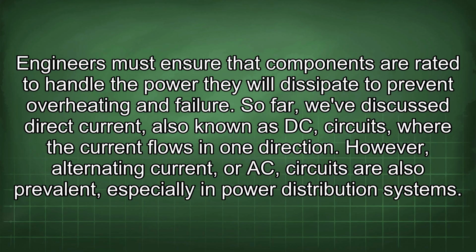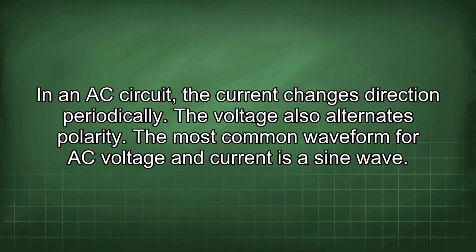So far, we've discussed direct current, also known as DC circuits, where the current flows in one direction. However, alternating current, or AC, circuits are also prevalent, especially in power distribution systems. In an AC circuit, the current changes direction periodically. The voltage also alternates polarity.